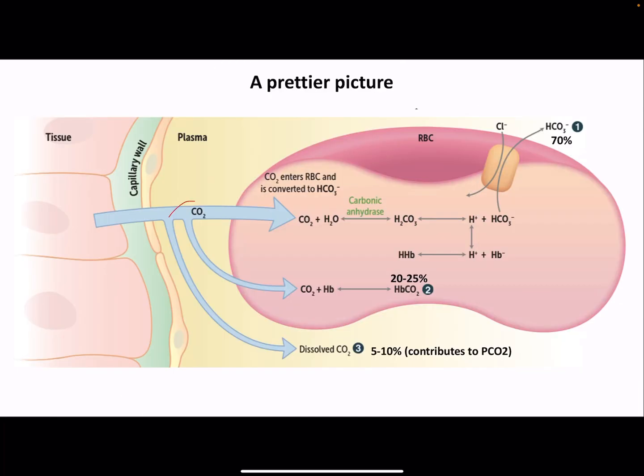This is just a better picture. CO2 can become bicarb, which goes out here. The H+ can bind, this is the Bohr shift, stabilizing the tense, kicking off hemoglobin. Some of it binds to the amino terminus, and about 5% or so is just dissolved. But again, this dissolved one is the only one that actually contributes to PCO2.